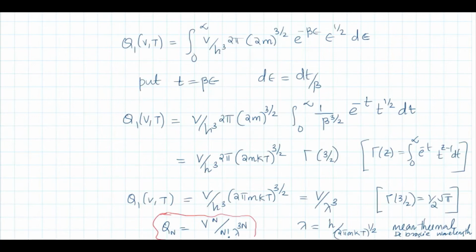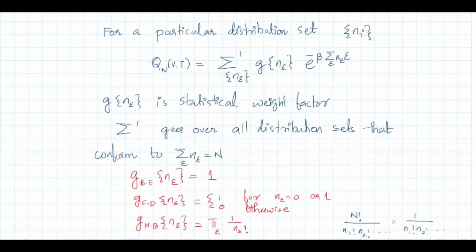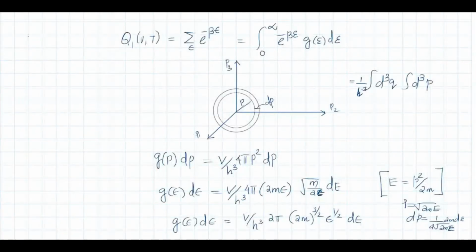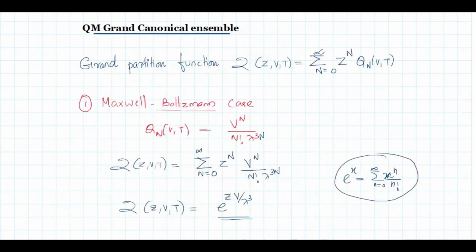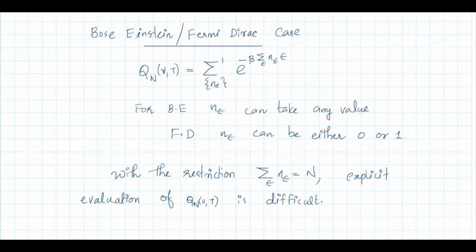In the case of Maxwell-Boltzmann, the weight factor was 1 divided by the product of n epsilon factorial. Instead of this factor, in the case of quantum systems, we have simply 1. That is the only difference. But the evaluation of this quantity, using the restriction sigma epsilon n epsilon equal to n, is very difficult with this restriction. So we are not going to evaluate it at this point. We will move on to the case of the grand canonical ensemble.